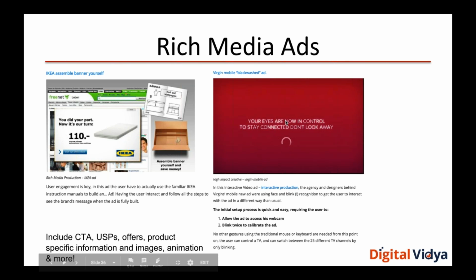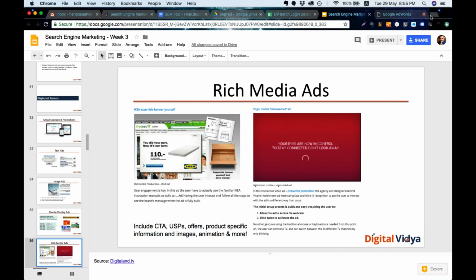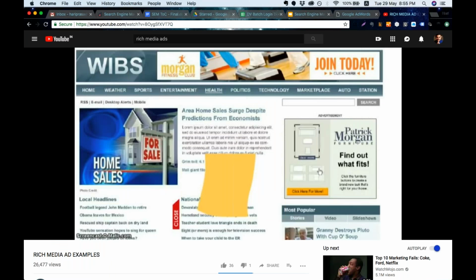Or the IKEA ad, where it will show you different furniture pieces and you need to assemble them to make one full furniture. Okay. So apart from this, if you want a live example of the ad, I'll just show you, one second.